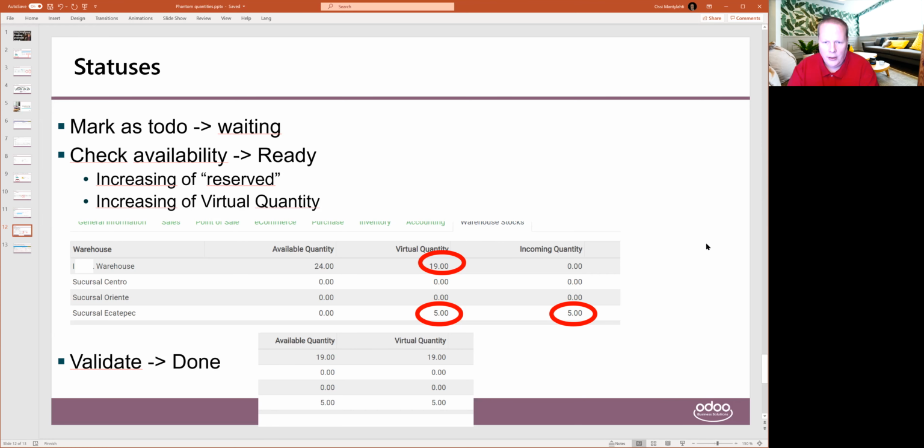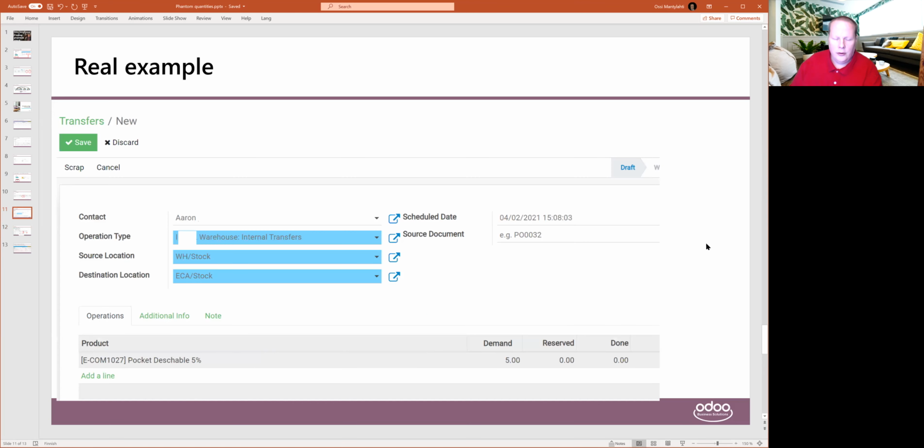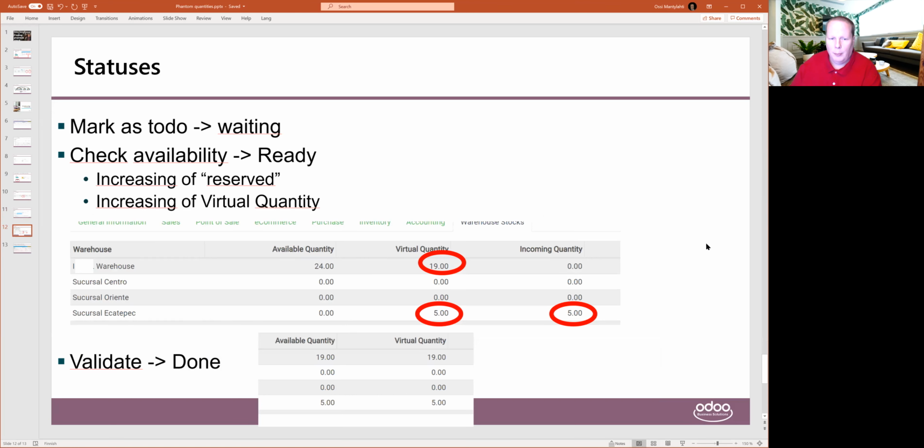So now we can see, as I programmed this from stock to Ecatepec, that the original was 24 units, the virtual quantity is 19 units, and we can see that the Ecatepec virtual quantity is now showing 5 and the incoming quantity is 5. Only when I validate this in the internal transfer does it change.